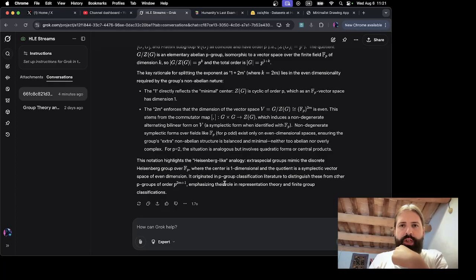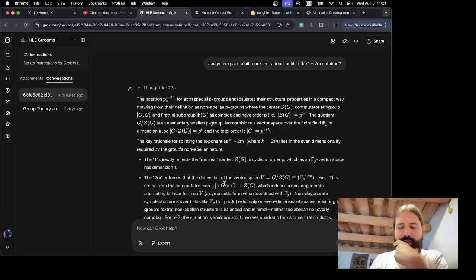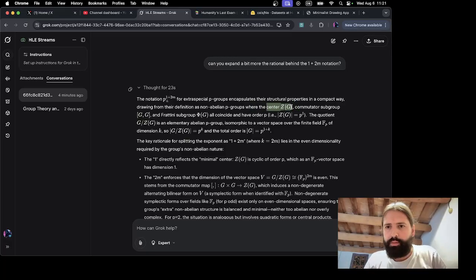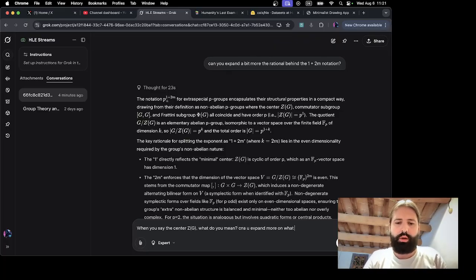Again, this might just be too deep, right? I don't know, at some point I have to cut and stop digging into a certain definition, but okay, we've dissected that. At least this tells us a bit about the structure. I don't know what the center is. What is the group center? When you say the center, what do you mean? Can you expand more on what the center of a group is?